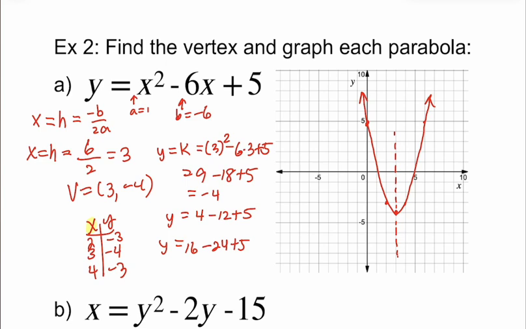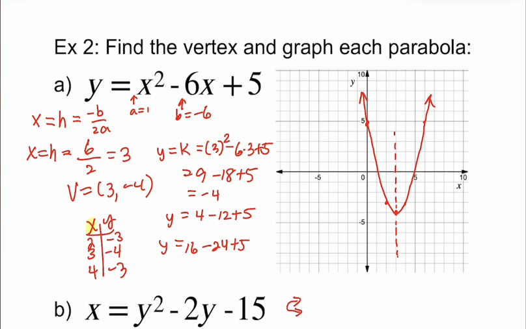Everybody okay with example 2a? Any questions at all? Okay, so that should be pretty familiar to you. So now let's take a look at example 2b, which is x equals a y squared. So we should expect that this one is going to open up to the right. It should be a different shape than before.